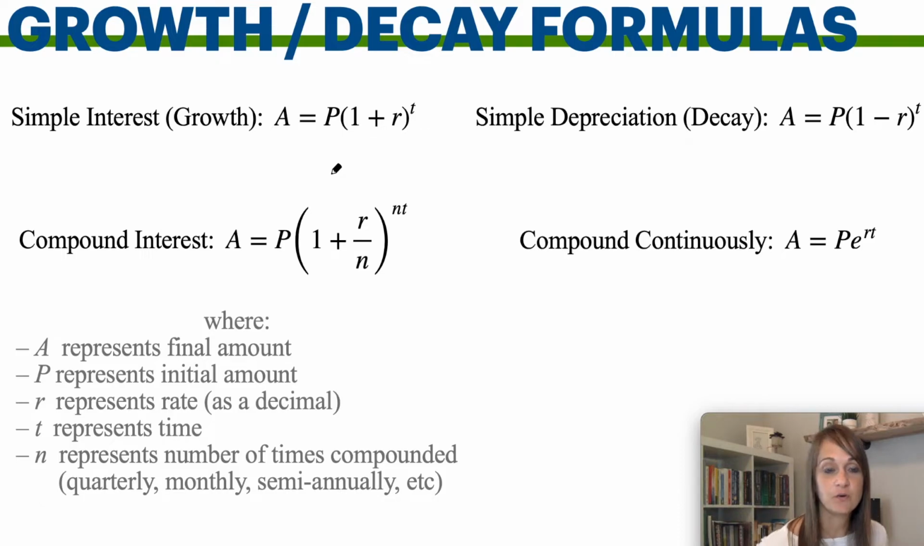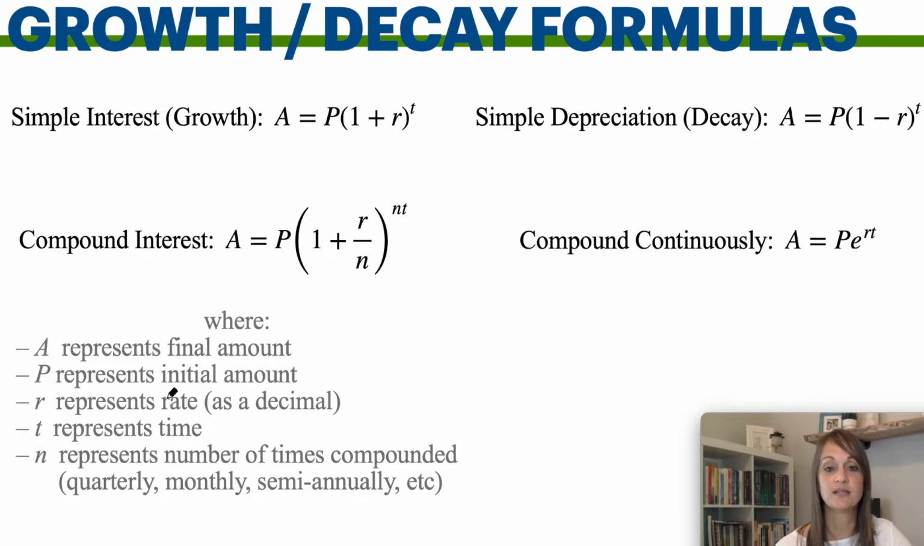Growth and decay formula. These are the growth and decay formulas. Simple interest and the simple depreciation or decay we have already discussed. The two other ones that we will use to talk about will be the compound interest and the compound continuously. The letters that represented are down here. A represents the final amount. P in every one of these represents the initial amount.